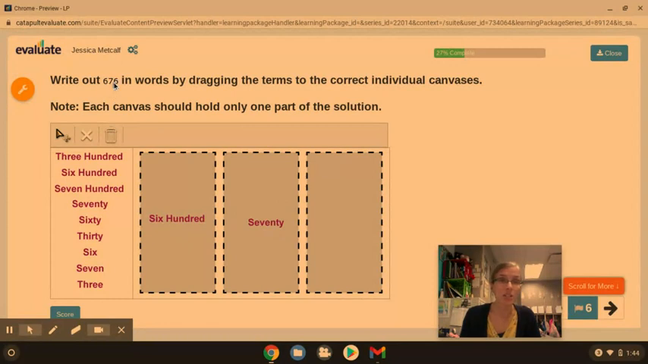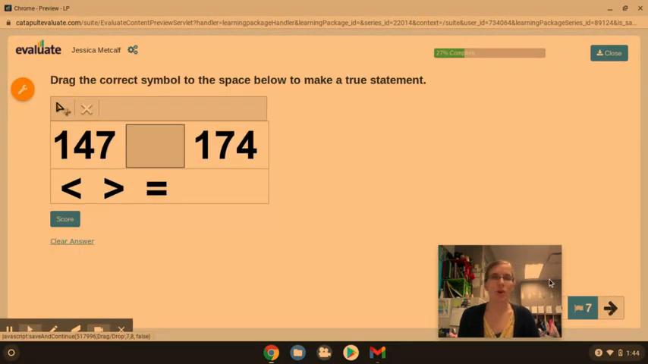670, 676. Okay. This says 6, but I see the ending T, 6T. That doesn't work. We want 6. That definitely doesn't say 6. 6, 6. Okay, let's check it. 676. 676. Okay, those two are matching.